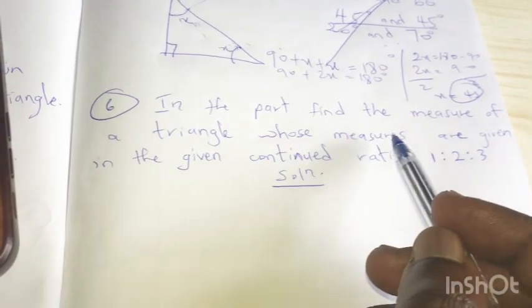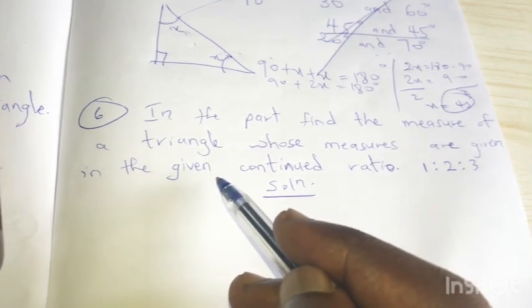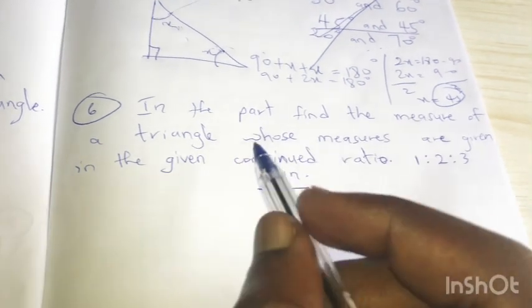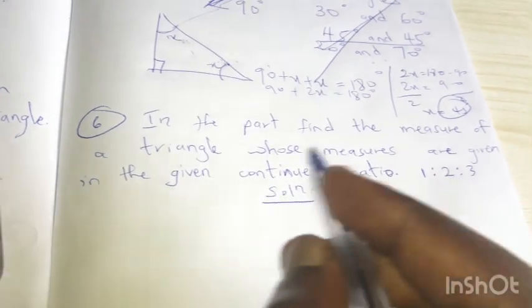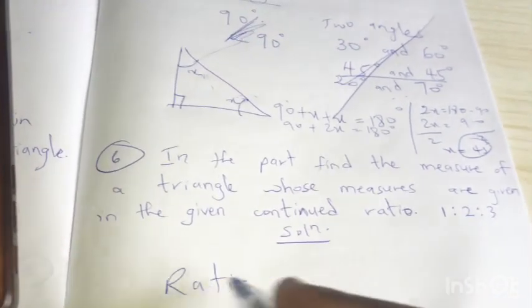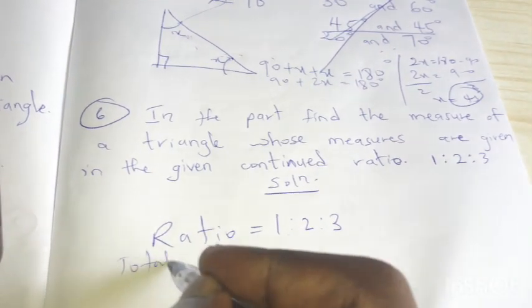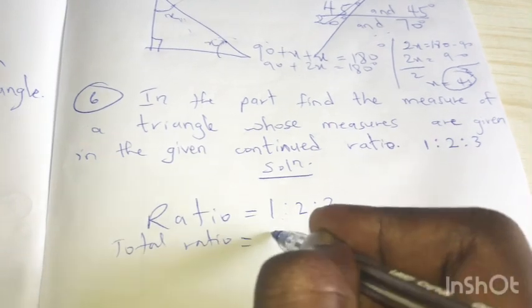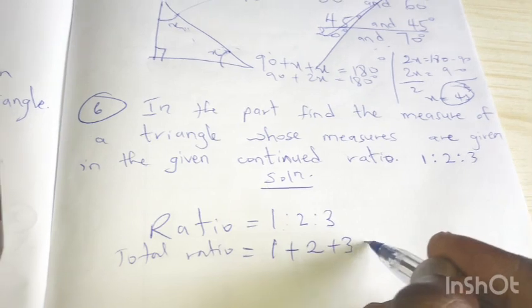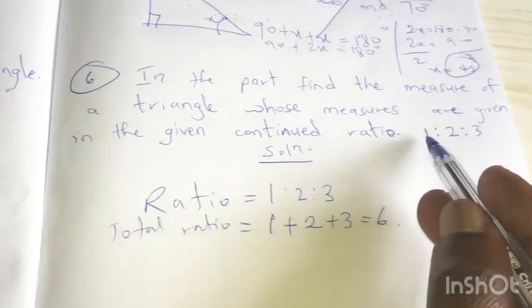Find the measures of the angles of the triangle whose measures are given in the continued ratio 1:2:3. So the angles are in this ratio. The first thing you do is to find the total ratio. The total ratio corresponds to the sum of these, so 1 plus 2 plus 3. This one is 6.